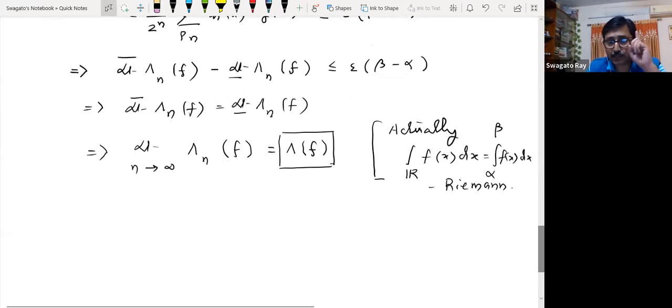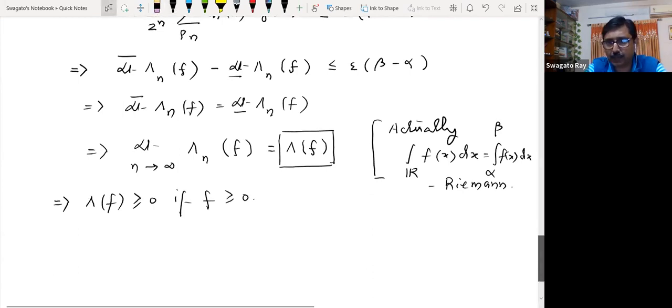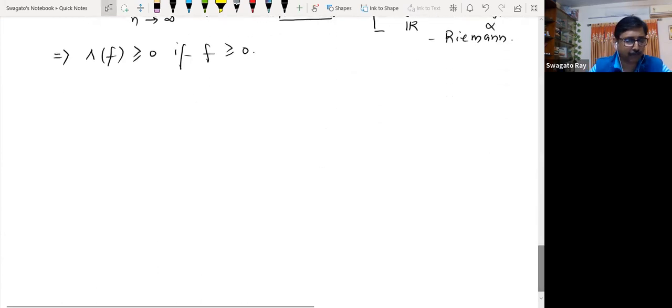But the point is, since lambda n f is bigger than or equal to 0 for all n, this also implies lambda f is bigger than or equal to 0 if f is bigger than or equal to 0. So this defines a positive linear functional. And hence, by the Riesz representation theorem, it gives rise to a measure. That measure is called the Lebesgue measure. So now I write down the statement of the theorem. It's a long statement. It contains everything, but surprisingly, the proof is not long.